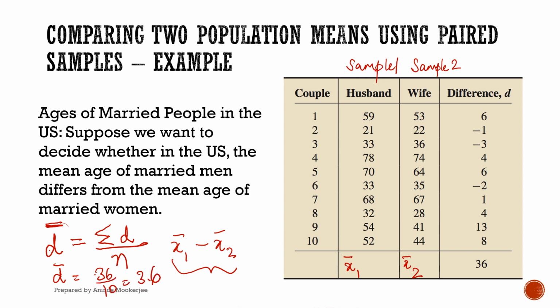Keep in mind when we are working with paired samples, it's no longer x bar sub 1 minus x bar sub 2, which we did for independent samples. For paired samples, we first calculate the difference at each individual level, and then we sum that up to find the mean by dividing by the sample size.